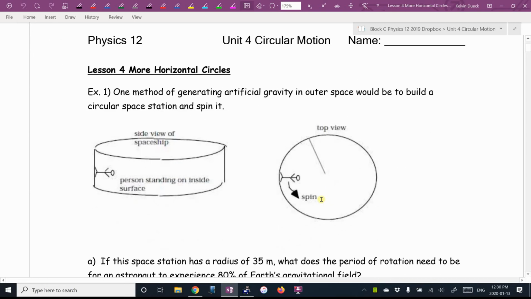So I called this more horizontal circles. And the first one I want to look at, example one, first of all, I like this question. So you probably will see this on a test.